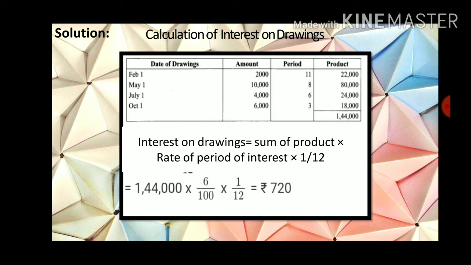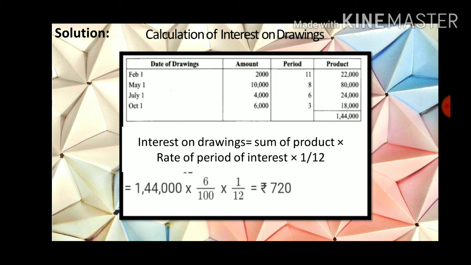The first step is to multiply each amount withdrawn by the relevant period in months. In the first and second columns, we multiply the second and third columns, multiply each one and show the final product. So multiply each amount withdrawn by the relevant period in months to find out the individual product. Then second step, find out the sum of all the individual products.